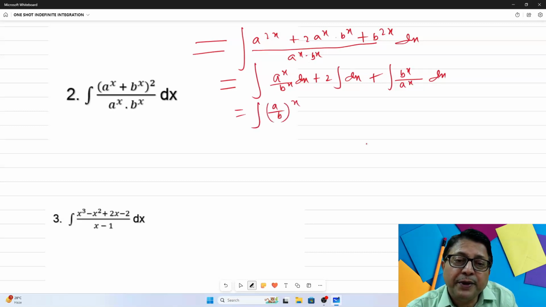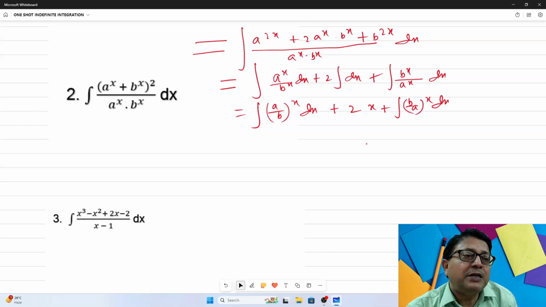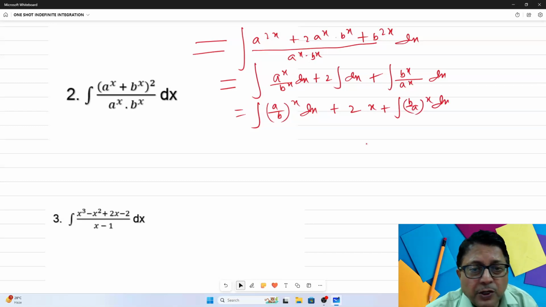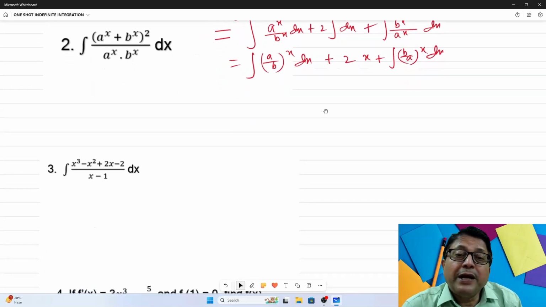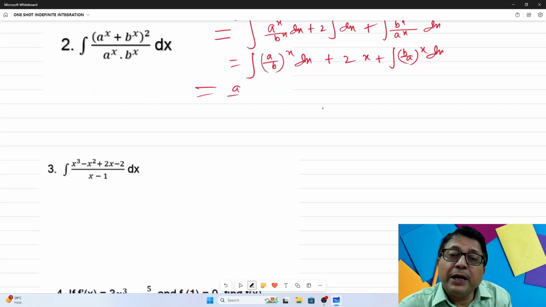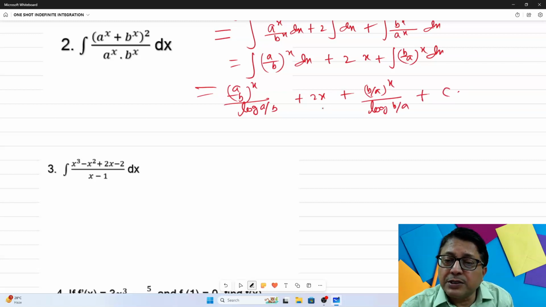So it is (a by b) to the power x dx plus 2x integration of (b by a) to the power x dx. So this sum is based on the basic formula of integration. This a by b will be treated as a only. So if you write the answer for this part, it is (a by b) to the power x by log a by b plus 2x plus (b by a) to the power x by log b by a, only one integration constant.